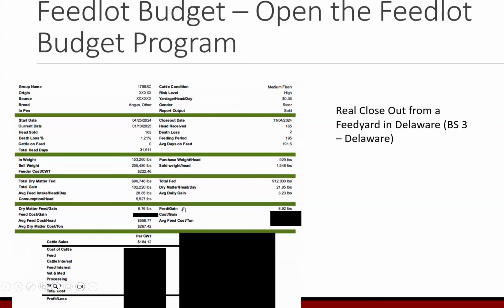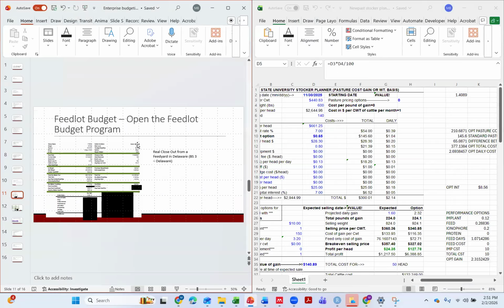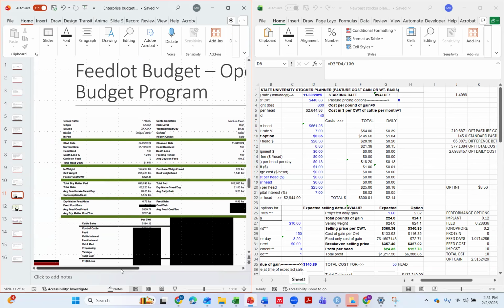Okay. This feed to gain here is on an as-fed basis. Then average feed cost per head was 559.77. Average dry matter cost per ton was 267 and 42 cents. Then they sold those 1550 pound steers at $184.12 per hundredweight. So let's plug this information into our feedlot budget.